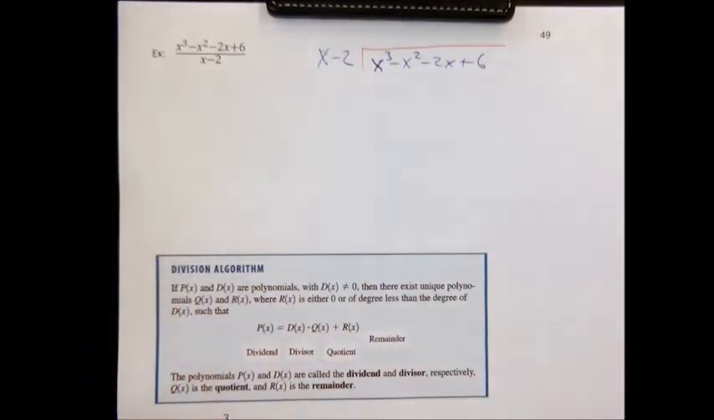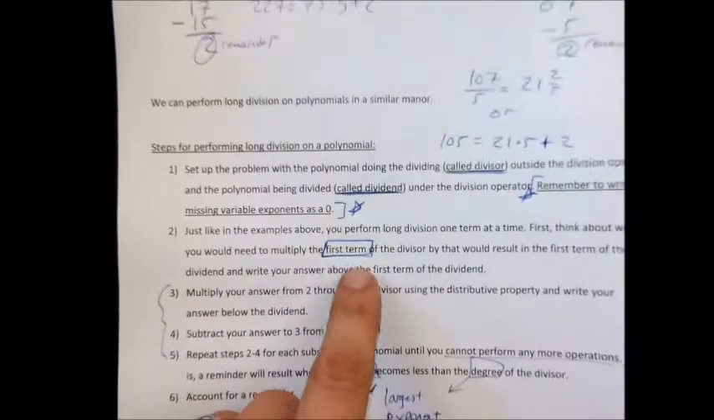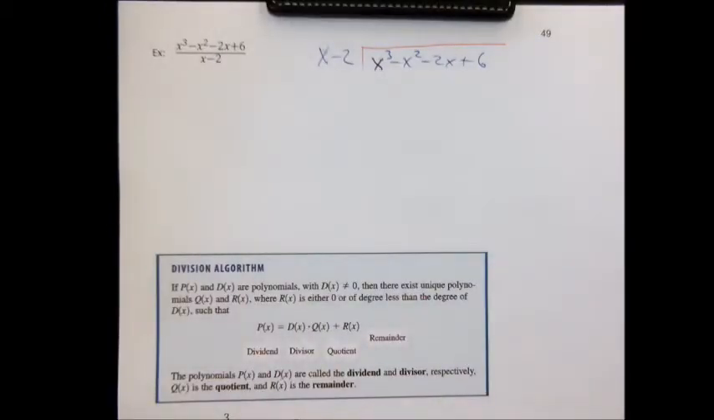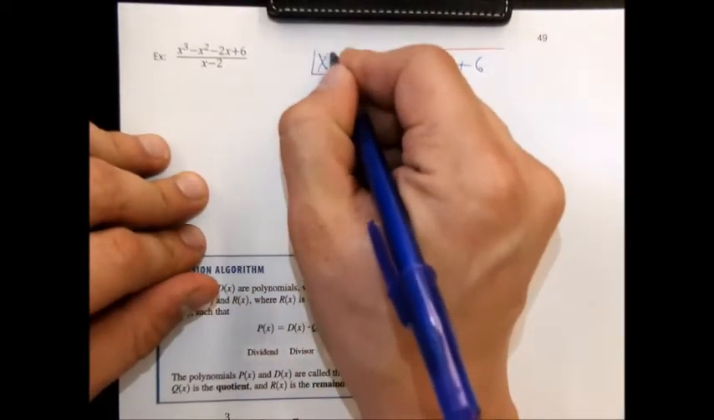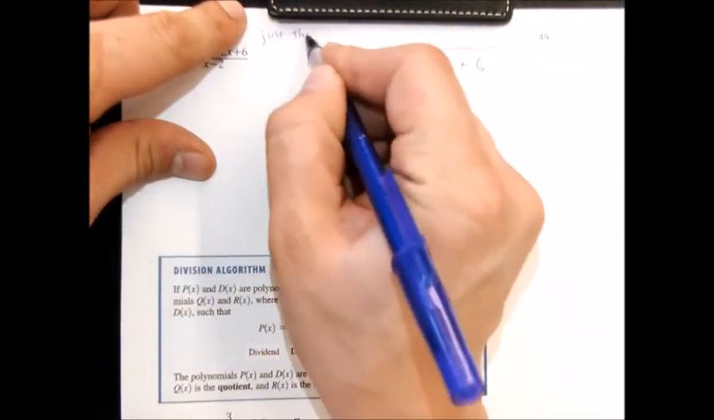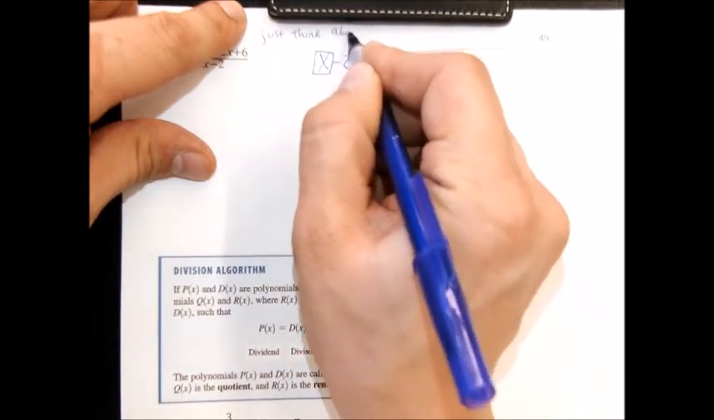So we've got our divisor outside, our dividend inside. And then we start doing the dividing. But, like step 1 says on the previous page, step 2, we only think about the first term doing the dividing. So what I mean by that is we focus in on the x. And I'm going to write that down here. We just think about this term.